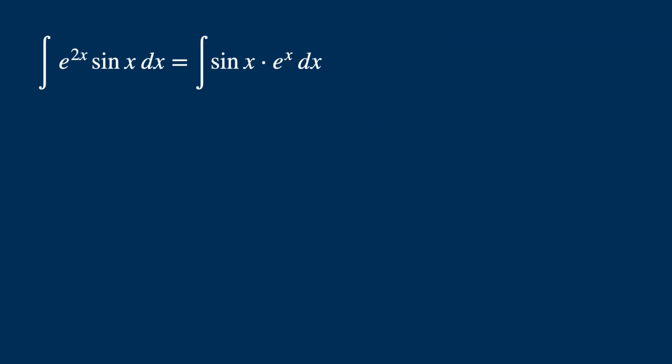Let's do one more example. Integral e to the 2x sine x dx. So let's bring up the rules, LIATE. T is going to be the trigonometric function, E is going to be the exponential function. So what is going to be u? u is going to be sine x, dv is going to be e to the 2x dx.